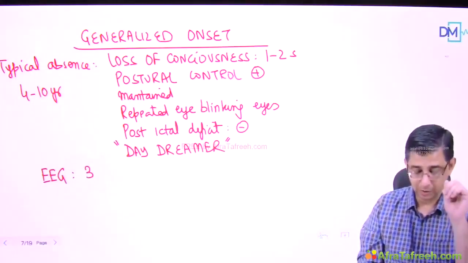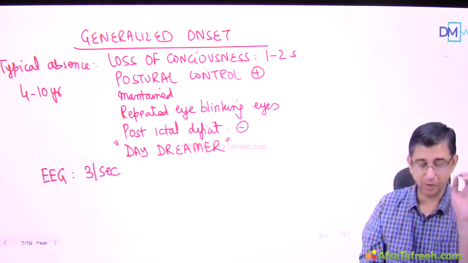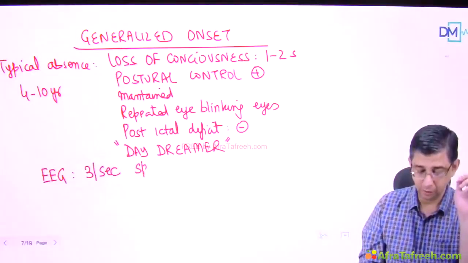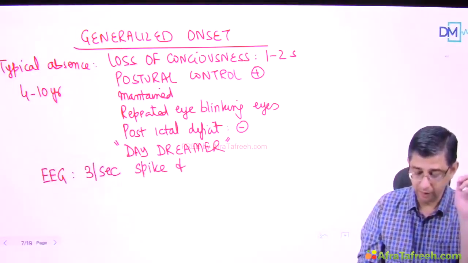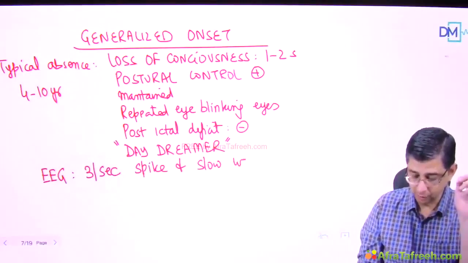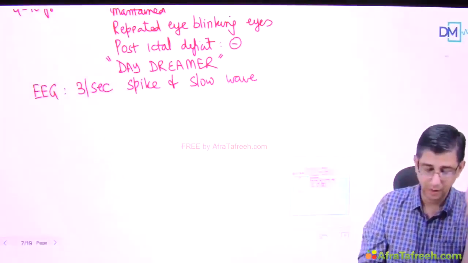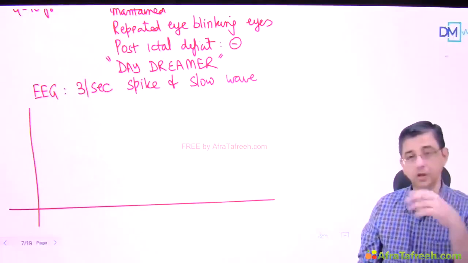The EEG of this patient will reveal a special finding that is called a 3 per second spike and slow wave pattern. Now, why and how it appears is the objective of our discussion. So let's look at it. We have taken this child to the EEG room.